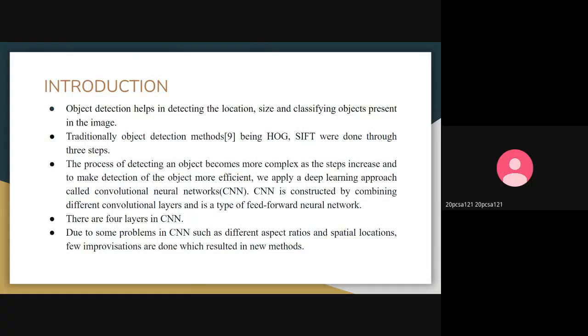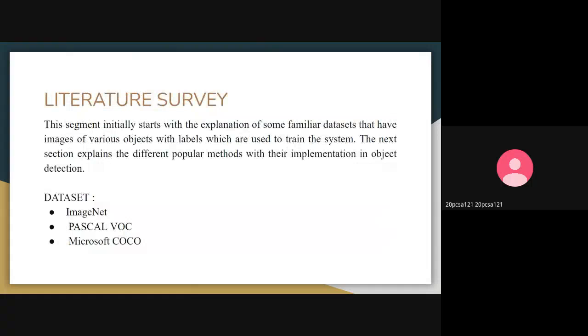That defines objects by masking them through bounding pixels. This is all about the introduction. Next, we'll move on to the literature survey. Okay, the literature survey speaks about two things.